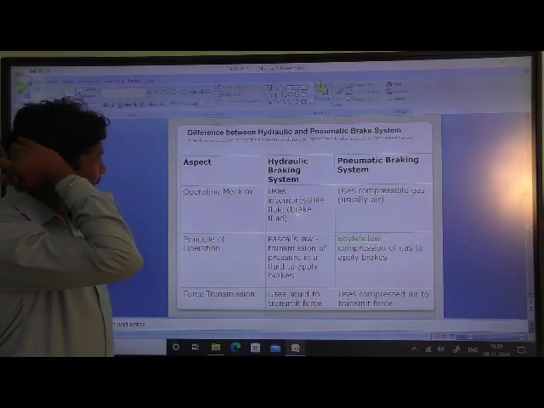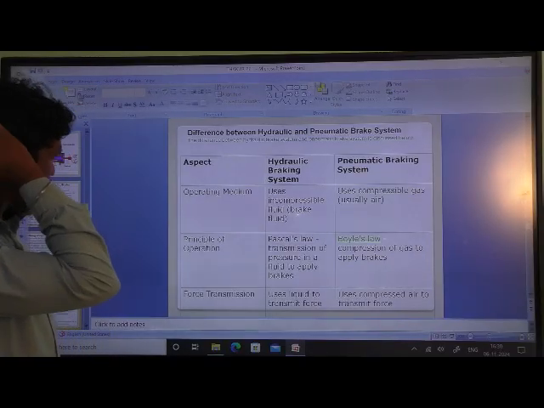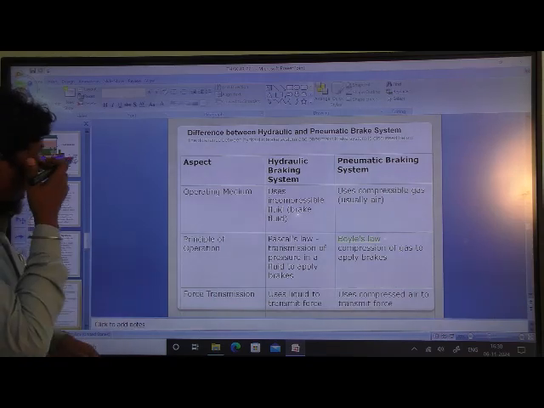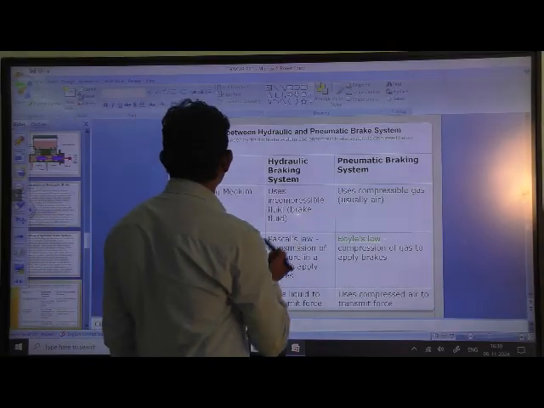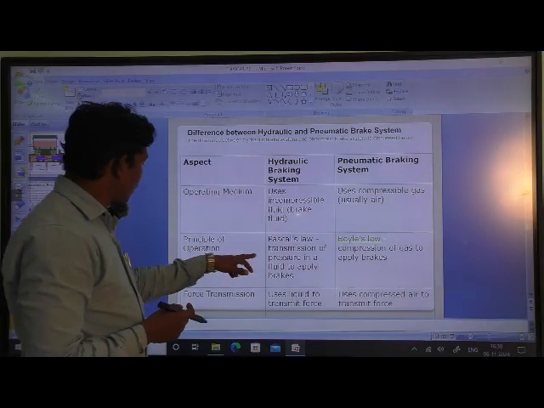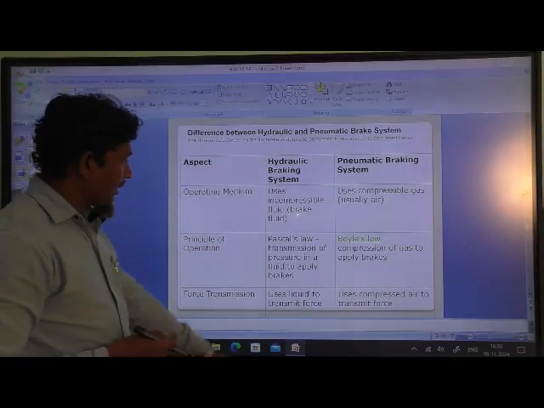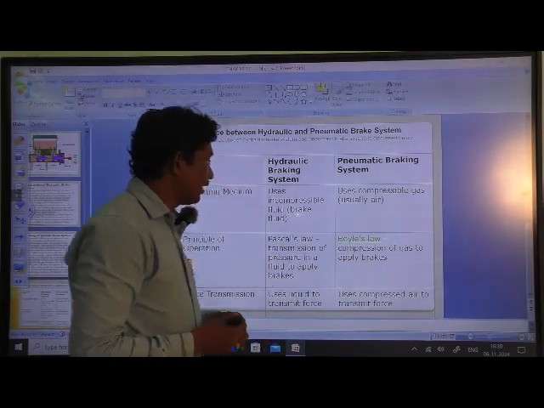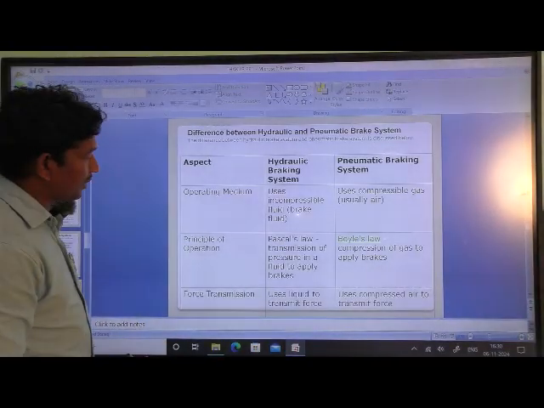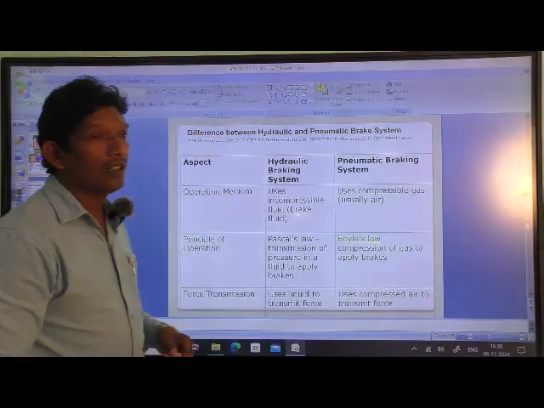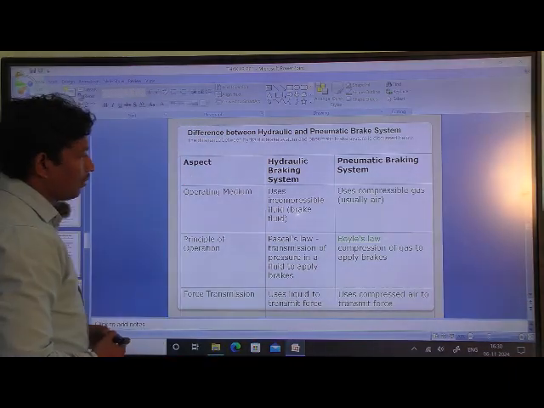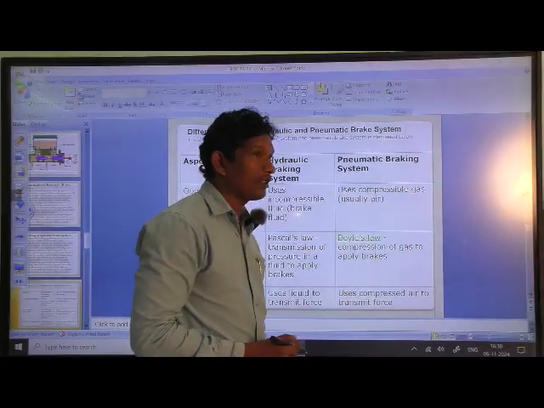The difference between hydraulic and pneumatic braking system. The pneumatic braking system's other name is air braking system. The hydraulic braking system generally works on the principle of Pascal's law, and the air braking system works on the principle of Boyle's law. Boyle's law states that pressure is inversely proportional to volume when temperature remains constant.